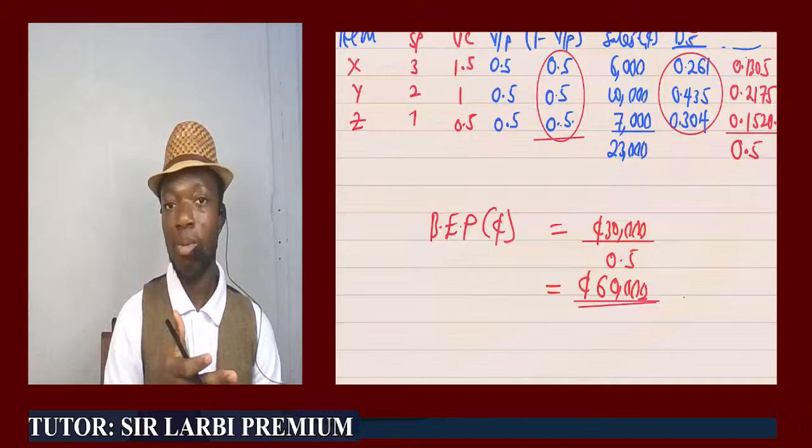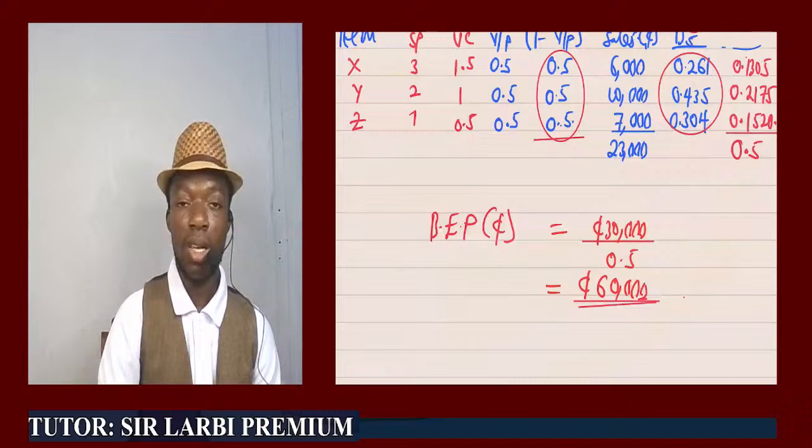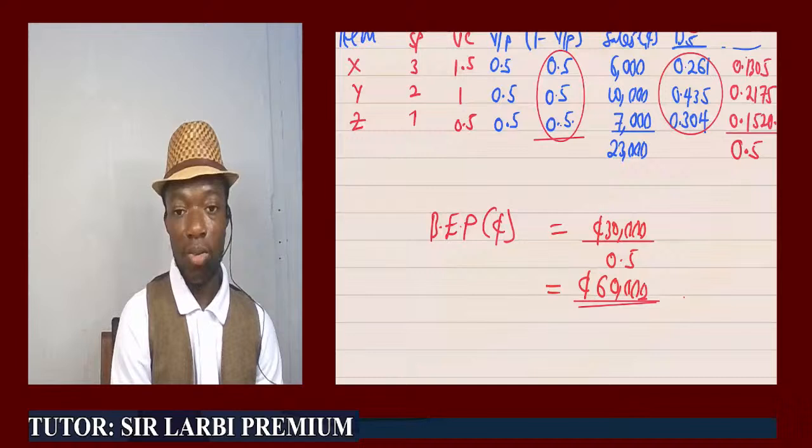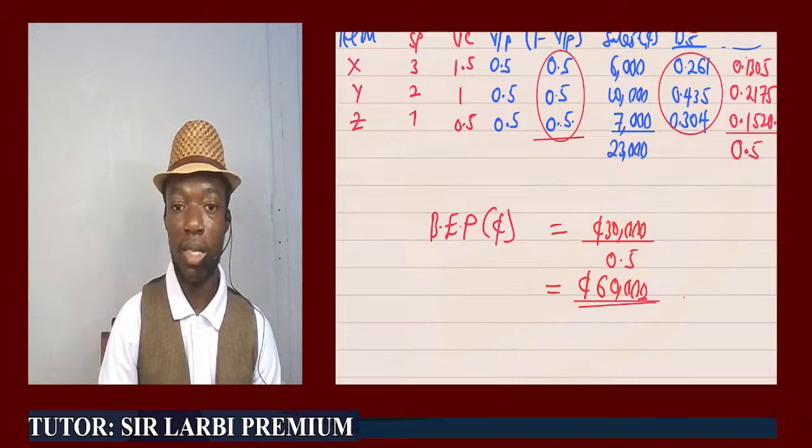Because realize that with a single product we deal with both units and monetary value. But when it comes to multiple products, we are just dealing with the value part, in absence of the units in the computation. So let's take note of that. And that brings us to the end of break-even analysis with respect to single product and multiple product. Any question for me?